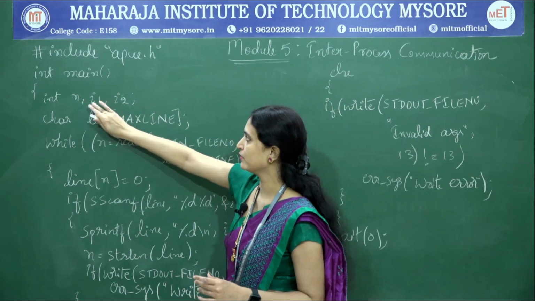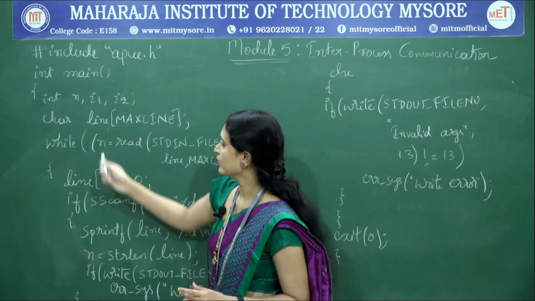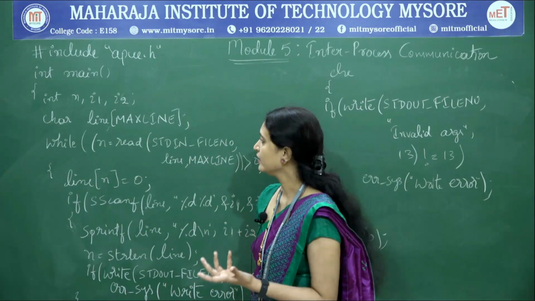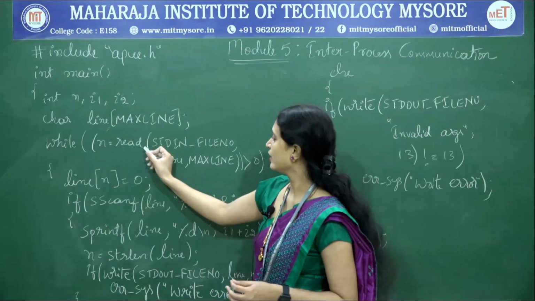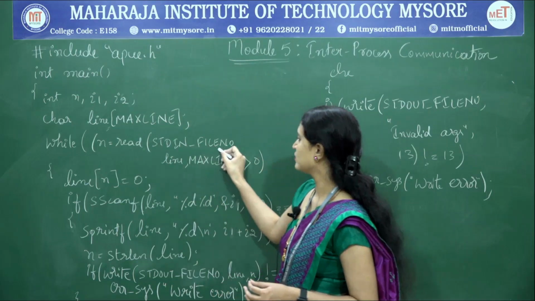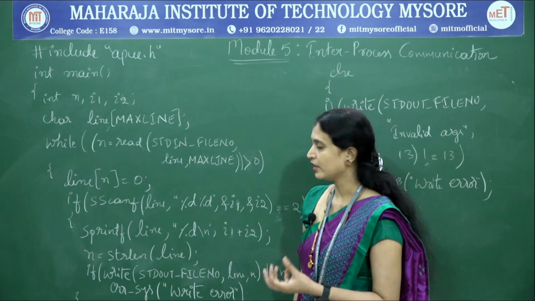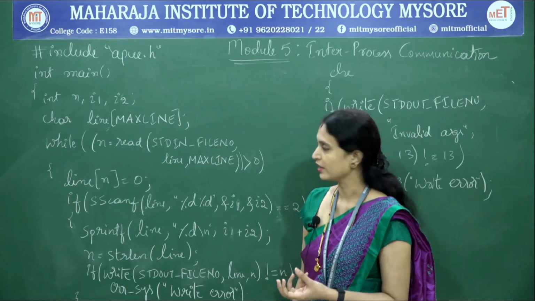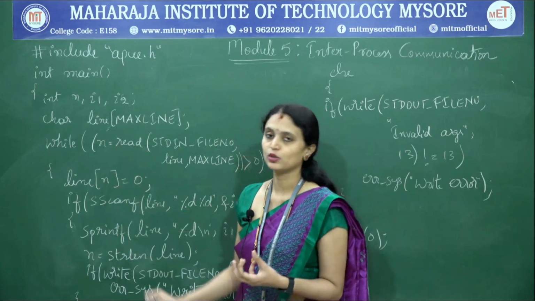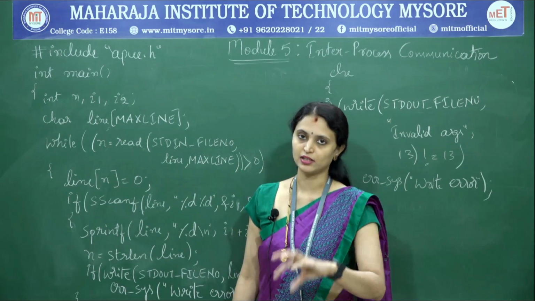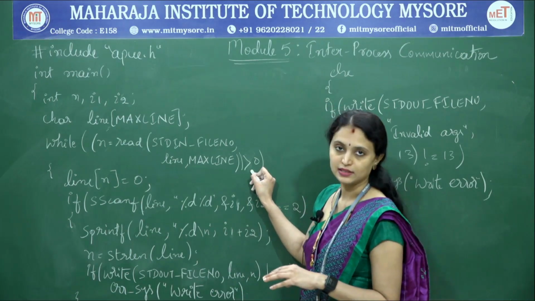We have declared three variables, n and two numbers, I1 and I2, and then a buffer of type character, line. Very first we are calling the read API from the standard input. So from the standard input we are invoking the function called read. If it is executed successfully, it returns n, the number of bytes that is read successfully. So in that case it will be greater than 0.